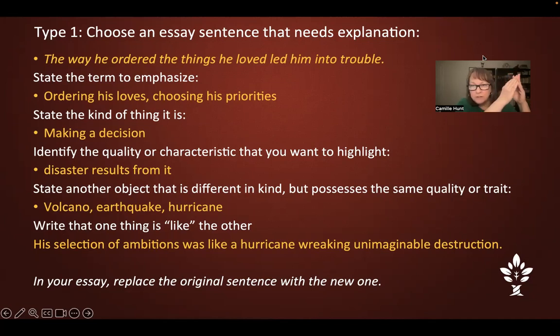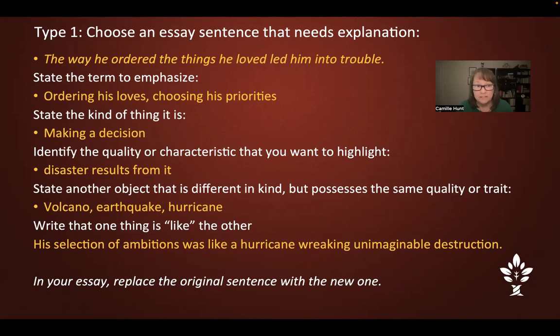So one decision we have to make in life is how to order our loves, how to set our priorities. We have to make other decisions in life too. Who are we friends with? Where do we go to school? What do we eat? What kind of dancing do we do? But this is one thing in the category of decisions. Let's identify the quality. It's pretty abstract, so you may not want to start with this one. Let's identify the quality or characteristic we want to highlight. Well, making this decision resulted in disaster.